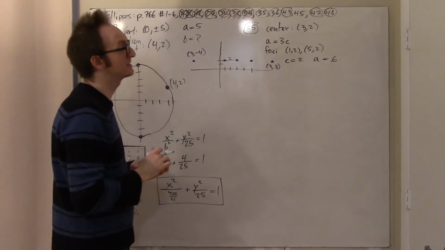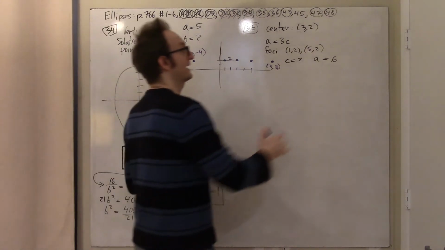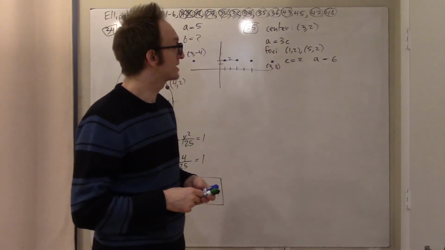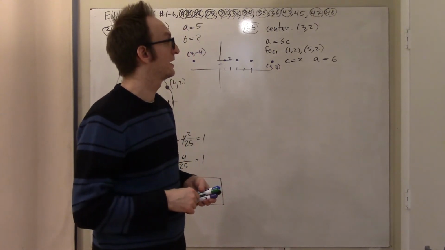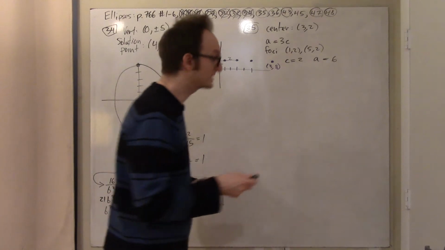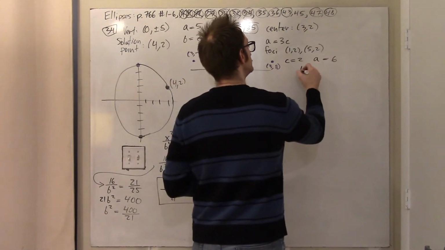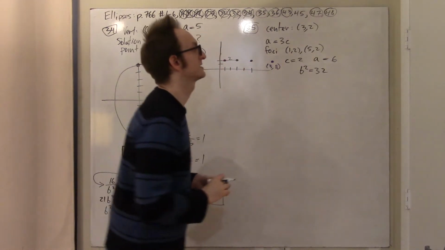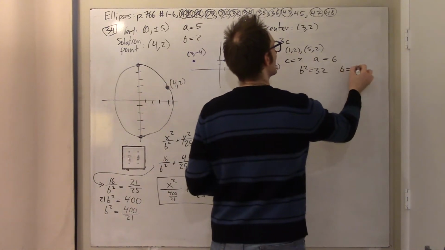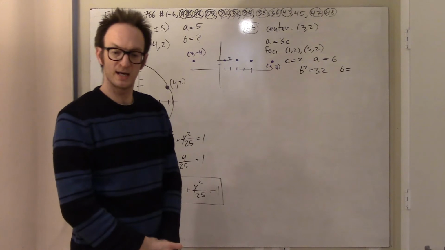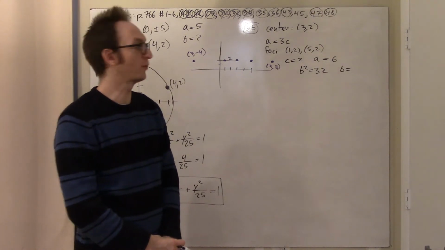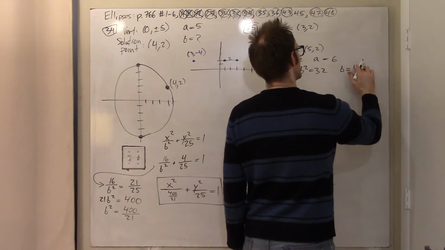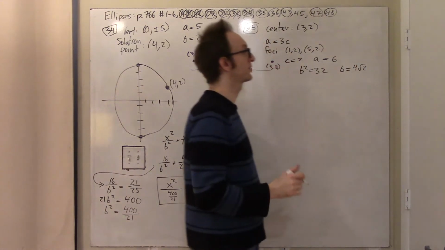And once I know that C is 2 and A is 6, then I can tell you what B is. B squared is going to be 36 minus 4 is 32. I guess that's right. Yeah. And so B is going to be whatever that is. I guess root 32 is kind of like 4 root 2. But maybe it's even easier to just leave it as root 32.